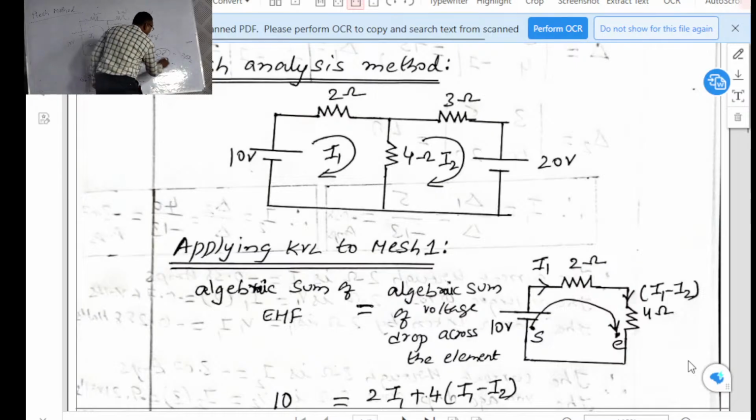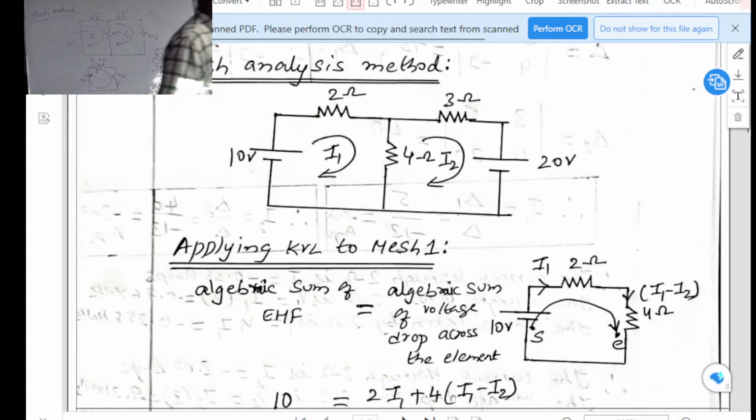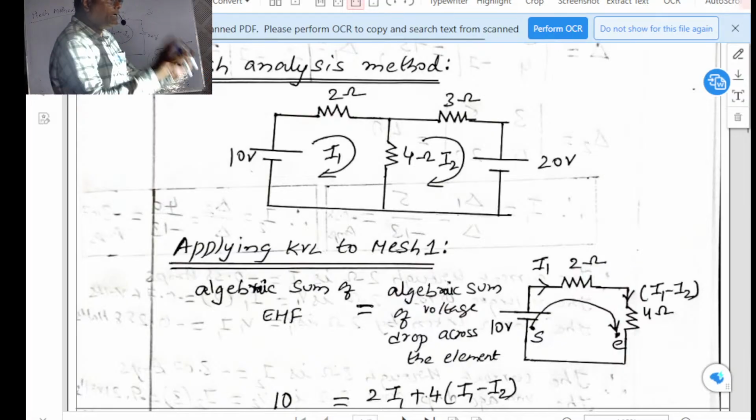If both are anti-clockwise, it is still I1 minus I2. If one is clockwise and the other is anti-clockwise, then it is I1 plus I2. This we have to remember. Both clockwise: I1 minus I2. Both anti-clockwise: I1 minus I2. One clockwise, other anti-clockwise: I1 plus I2 through 4 ohms. I need the currents.